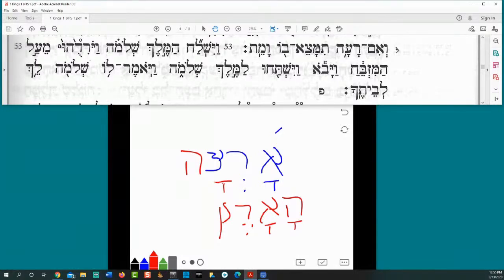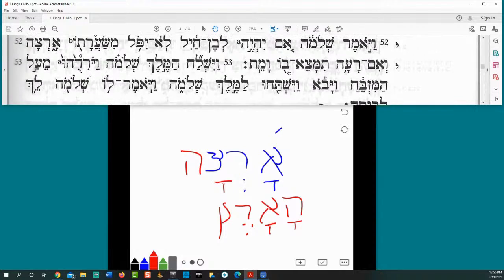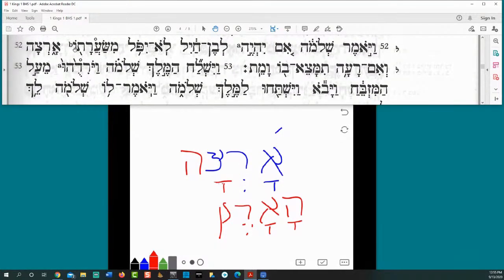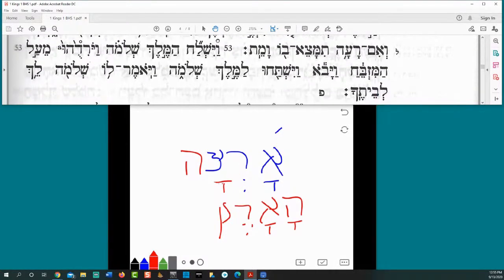Notice the assimilated nun. If it is found in him, then he will die, right? As opposed to not a single hair falling to the ground, death awaits him.